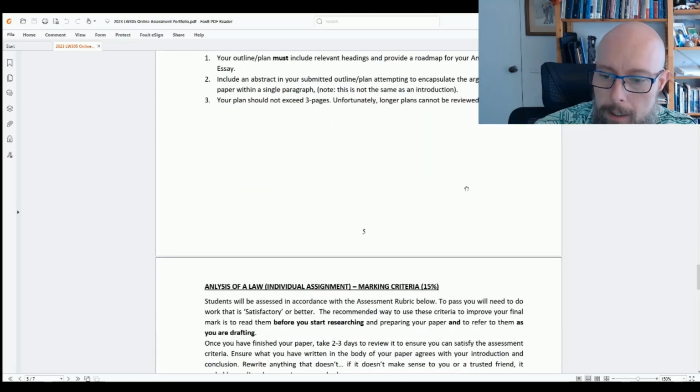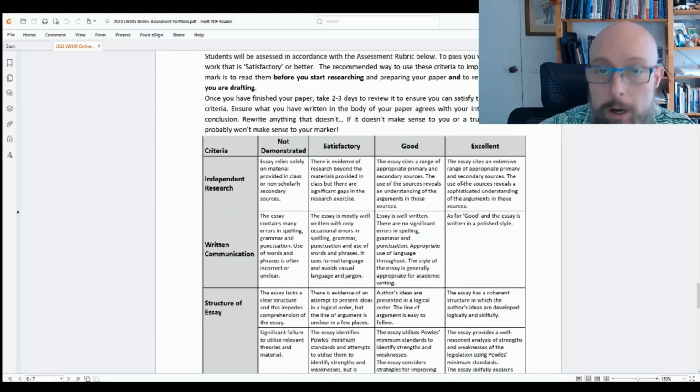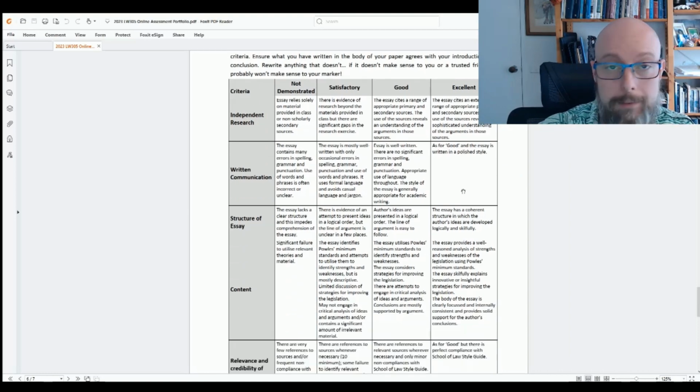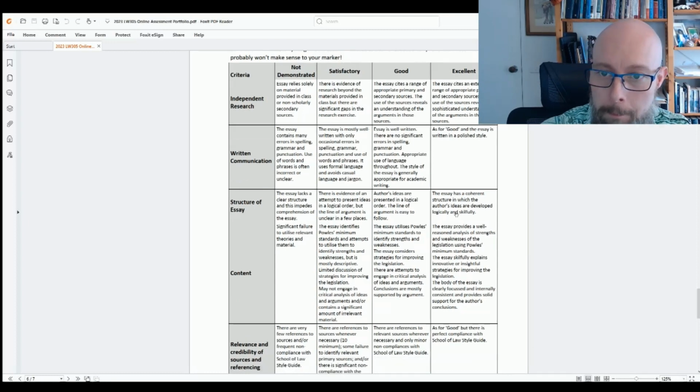The marking criteria I've already been through at the start of the semester. This is telling you exactly what I want. This is how you get good marks for the paper.